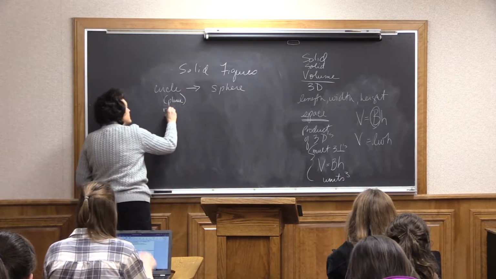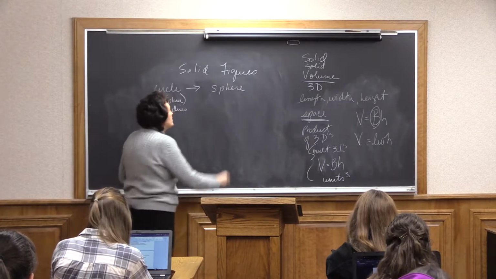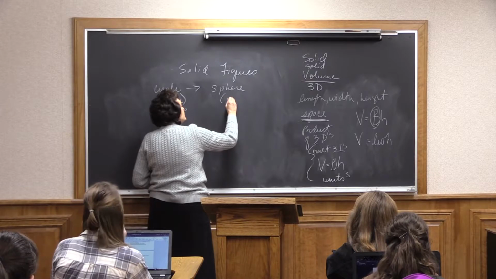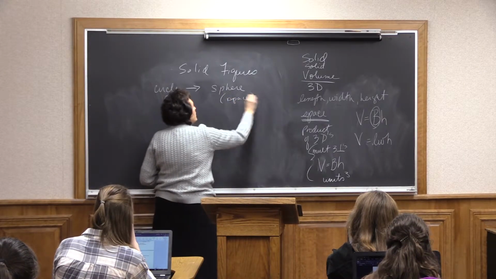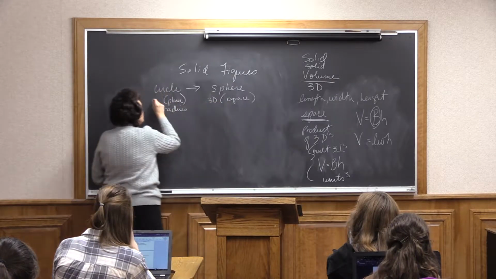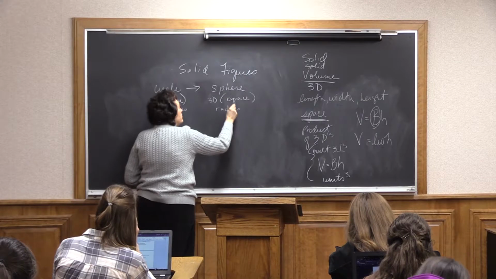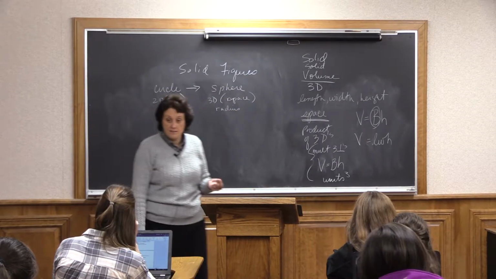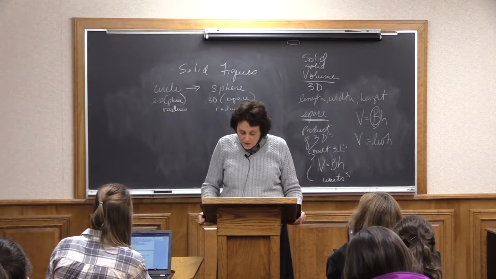So this is the set of points in a plane equidistant from a given point. That equidistance is the radius. What about a sphere? Same definition, only it's in space. It's 3-dimensional, versus 2-dimensional. So this also has a radius. That equidistance is still the radius, even though it's in 3 dimensions.